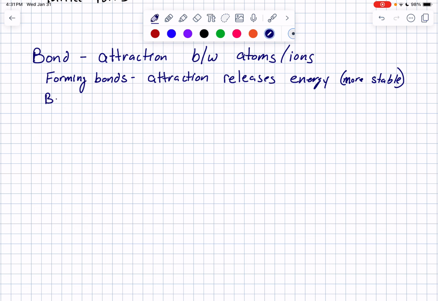Breaking bonds is simply breaking attraction, and it requires energy.